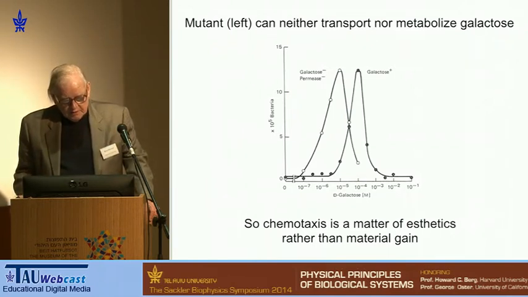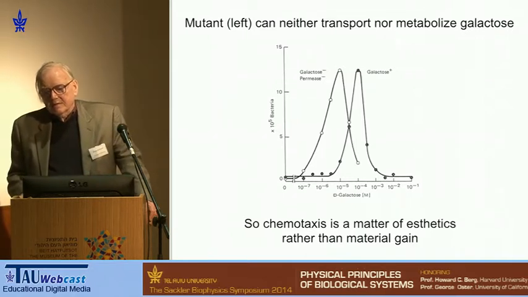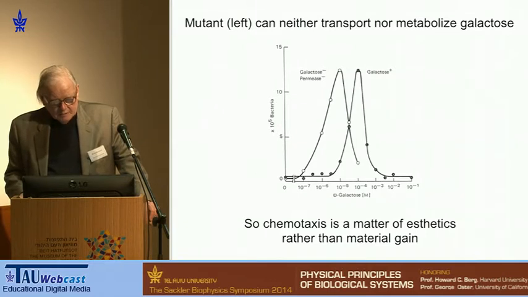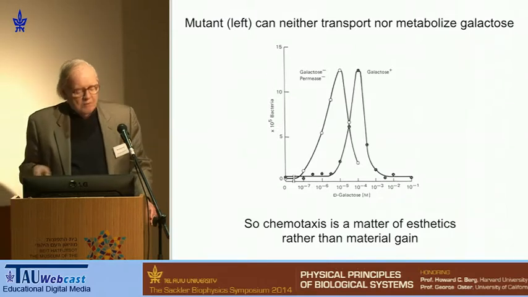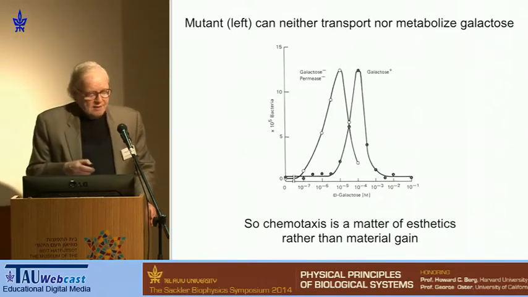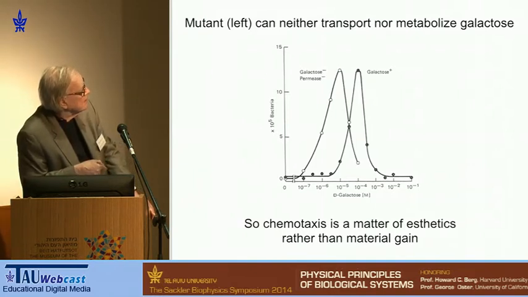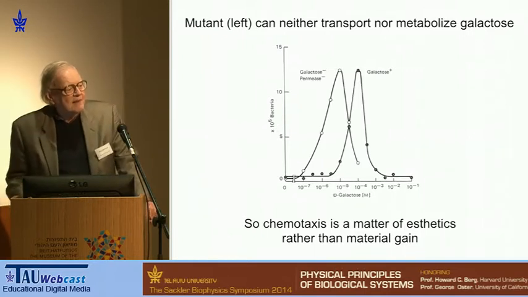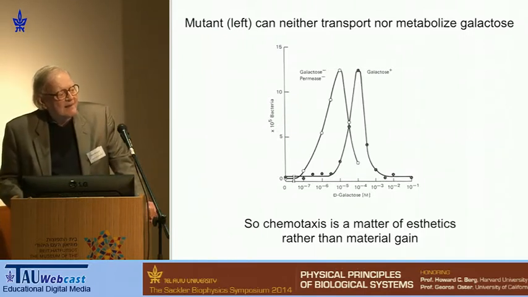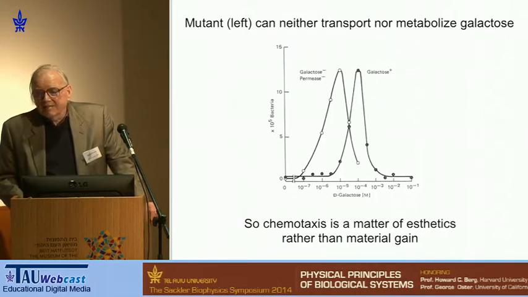And the abscissa is the initial concentration in the tube of galactose on a logarithmic scale. So now here's a marvelous experiment where a mutant, which can't transport galactose or metabolize it, gets absolutely no benefit from it, likes it more than the wild type. So the question I like to ask audiences is, why is the mutant 10 times more sensitive than the wild type? Anyone care to get an A and answer that question?